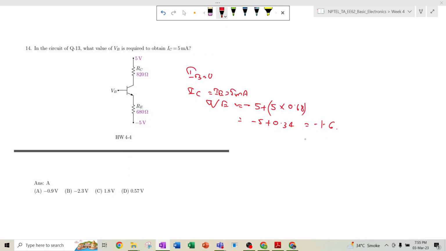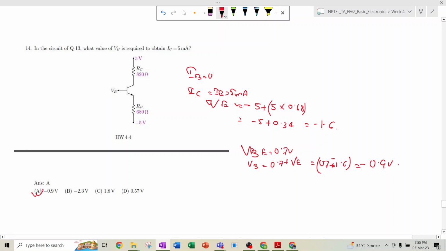Okay, so this is the value of VE, and VBE is 0.7 volt. That means VB is nothing but 0.7 plus VE. So 0.7 minus 1.6, that refers to minus 0.9 volt. So the correct answer will be answer A, that is minus 0.9 volt.